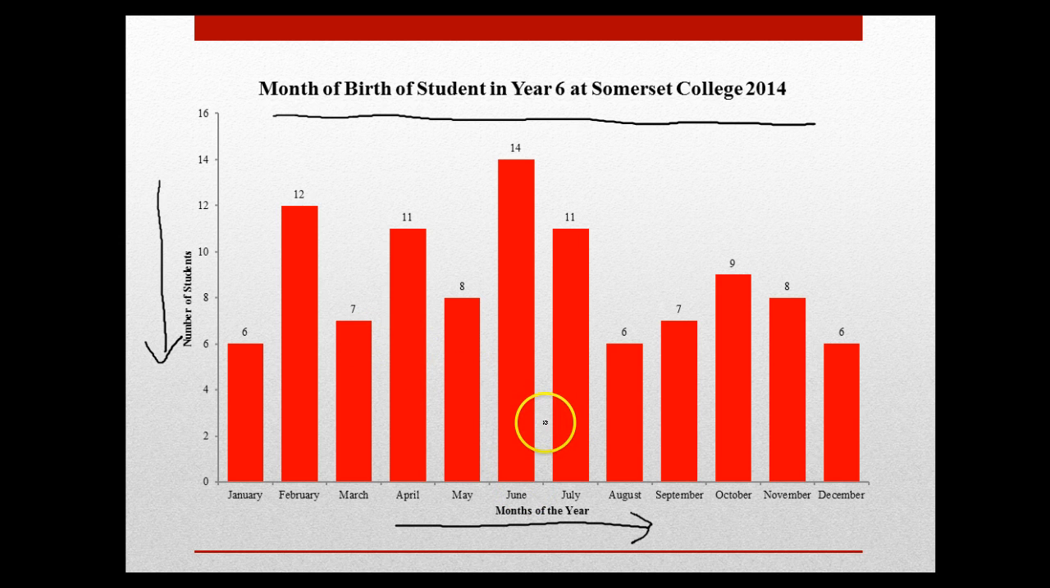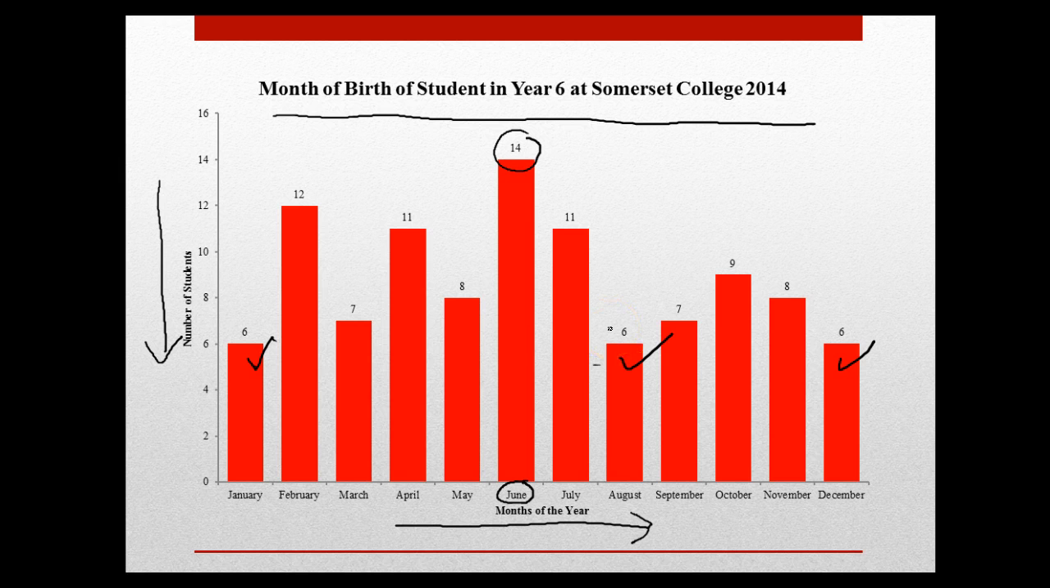Sentences I can write about this graph, or extracting the information, or analysing this graph would be: most students in Year 6 at Somerset College 2014 were born in June. So that's 14 of the total amount were born in June. The least number of students were born in January, August and December. That's 6 students each. So that's extracting some information from this graph.